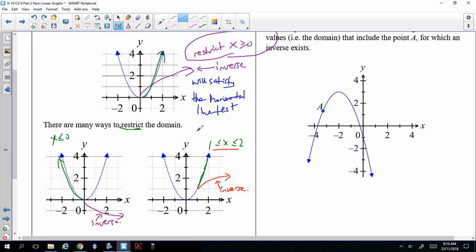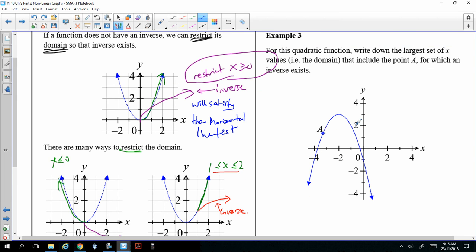Okay, let's look at an example. I think that's the last example we'll do before we do the exercise, and then we'll do a summary in the next lesson. Let's look at this quadratic function, a parabola. As we know, it does have an inverse. Write down the largest set of x, the domain, that includes the point A, for which an inverse exists. Okay? Well, you have to include this point, and you want the largest domain.